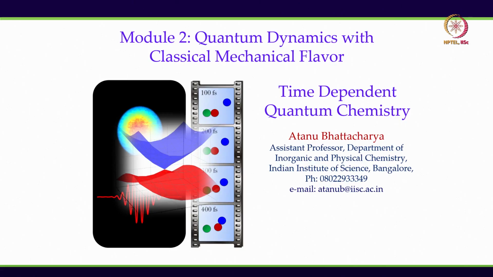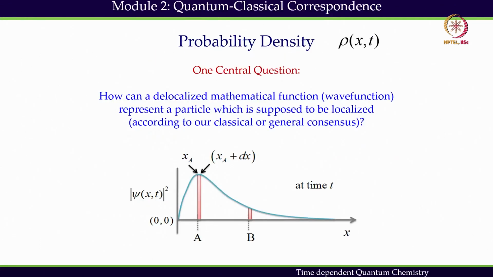So the problem of trying to find out the classical mechanical flavor in quantum dynamics is that in quantum mechanics the particle will be represented by the wave function, and the first question which is important in quantum mechanics and quantum dynamics is perhaps the most is written here. How can a delocalized mathematical function?